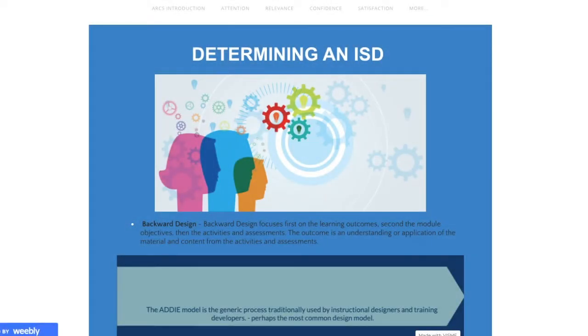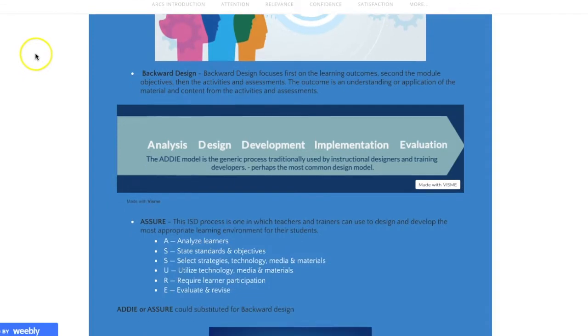To determine an instructional systems design for a course project or portfolio, think about how learners develop their knowledge, retrieve it, and apply it across tasks and situations. Consider the most common instructional design models. They are backward design, ADDIE, and ASSURE, and consider their process.